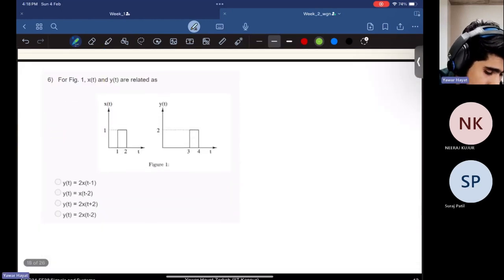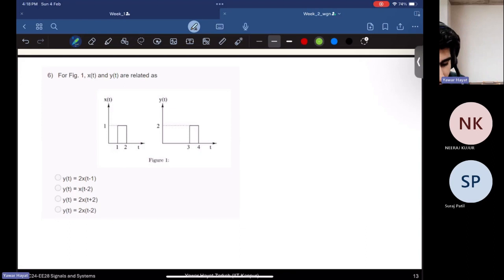Now let's move on to the next one. For this figure, x of t and y of t, how are they related?